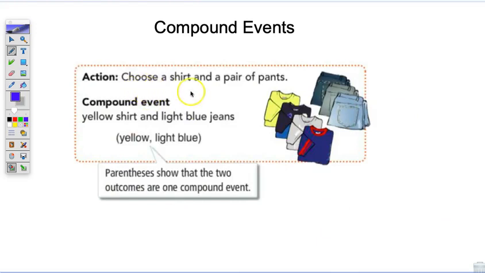Let's say our action is to choose a shirt and a pair of pants. The compound event would consist of perhaps a yellow shirt and light blue jeans. Once we record the results inside of parentheses, we can show that it's a compound event.